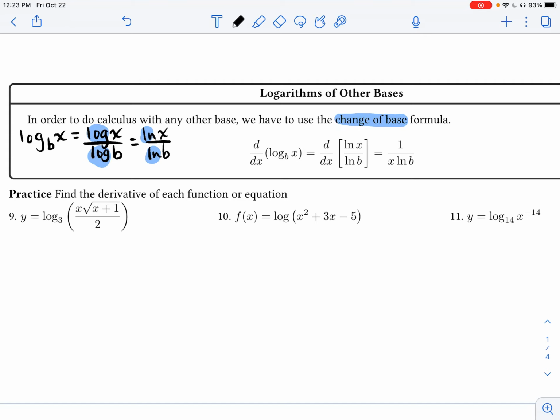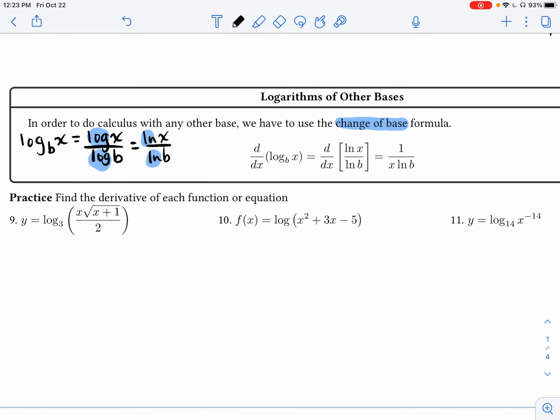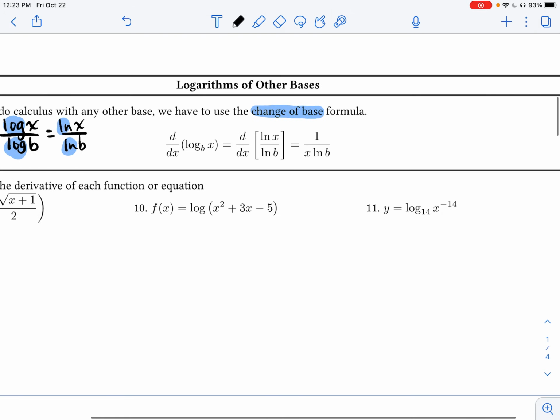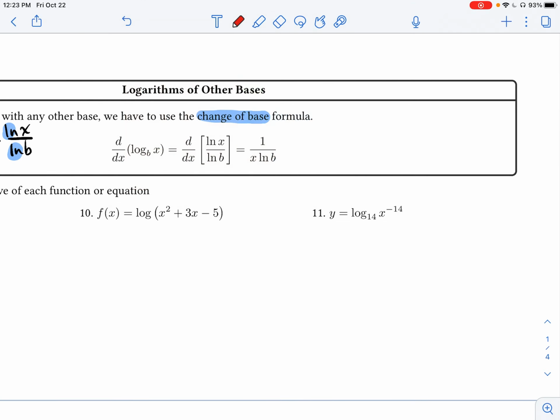So if that's the case, then we can rewrite the derivative of log base b of x as the derivative of the natural log of x over the natural log of b. Now, think about this for a second. How could I rewrite this? This statement is equal to 1 over the natural log of b times the natural log of x. All I'm doing is taking that denominator and rewriting it as a factor.